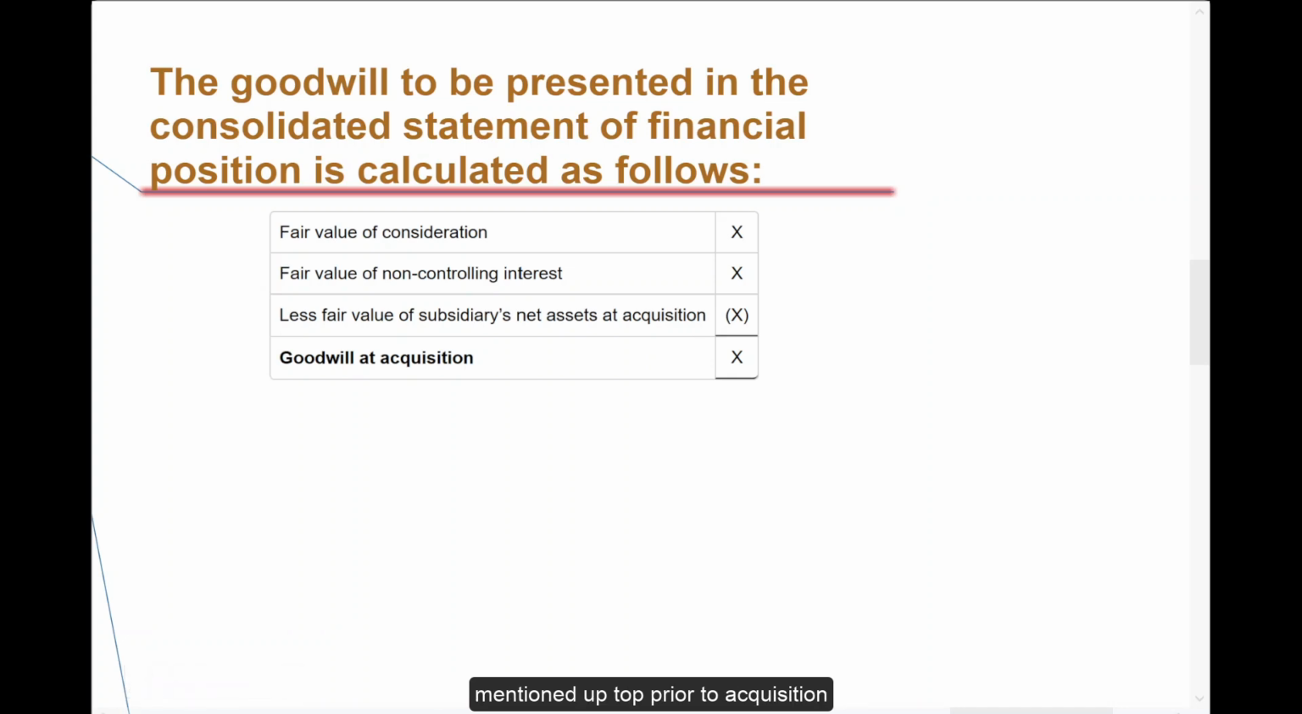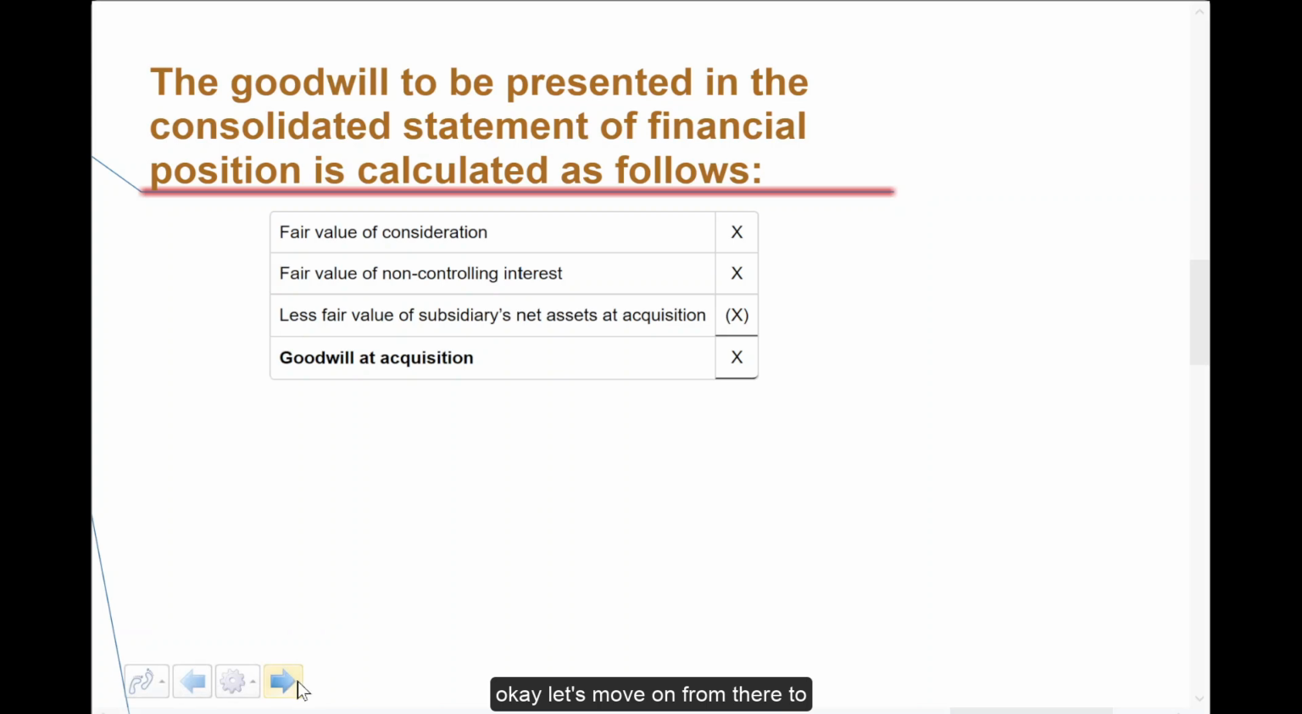Because, as mentioned up top, prior to acquisition, there was no payment. So we get to the point in time that is the acquisition date, and we must compare at that point the fair value or market value of the assets with what was actually paid, technically, which was the consideration and the fair value of NCI. That must give us the difference, which must be the goodwill. That's what you paid over and above, in effect, the fair values.